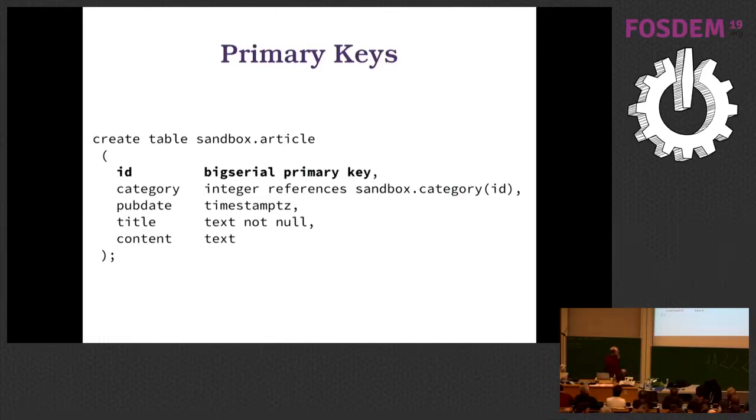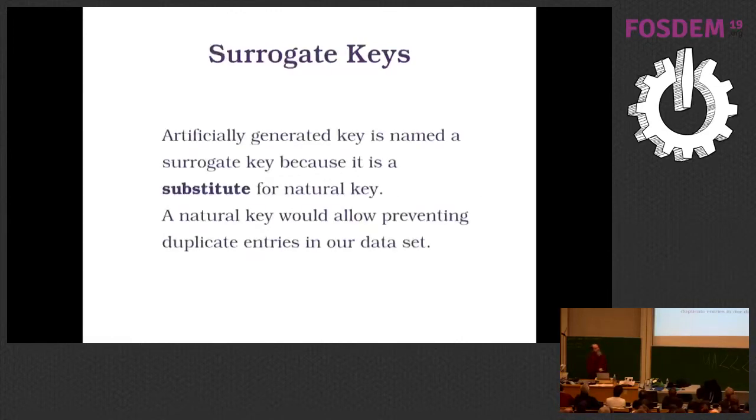So anyway, primary key means you're first normal form compatible because there are no duplicates in the table, right? That's what it means, primary key. Have you heard about surrogate keys? Yes, he's a DBA, he knows about it. He talks about surrogate keys all the time. So a surrogate key looks like a primary key, but actually it's not. It's a substitute for a natural key. The natural key is what allows preventing duplicate entries.